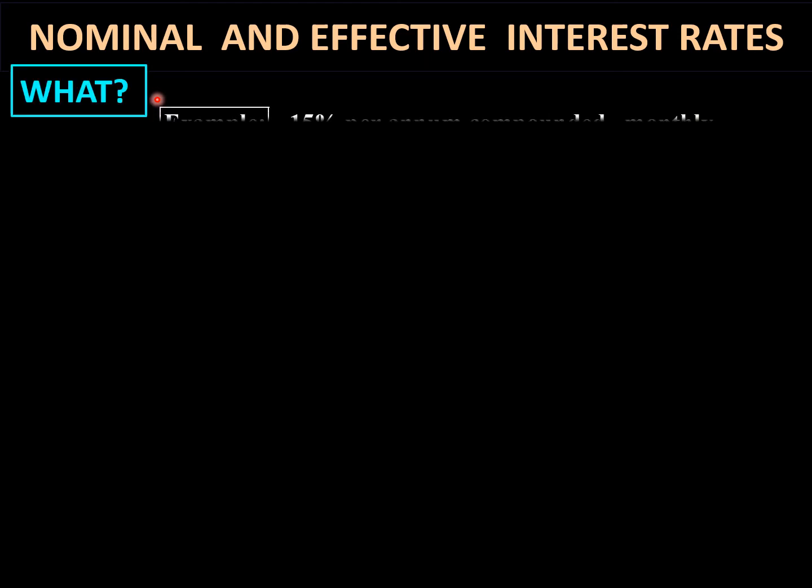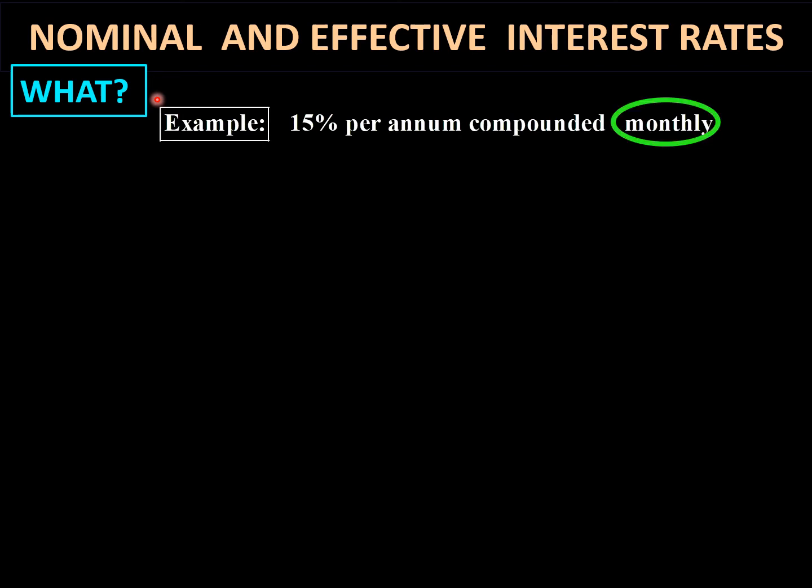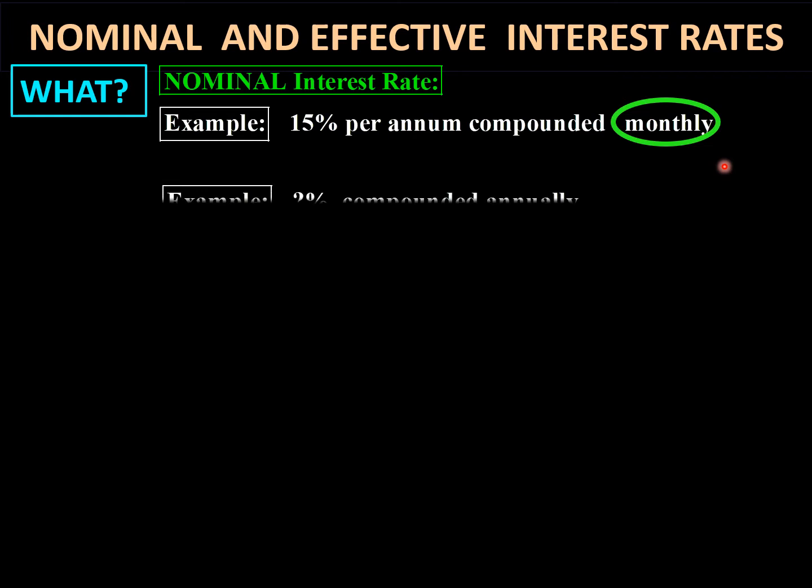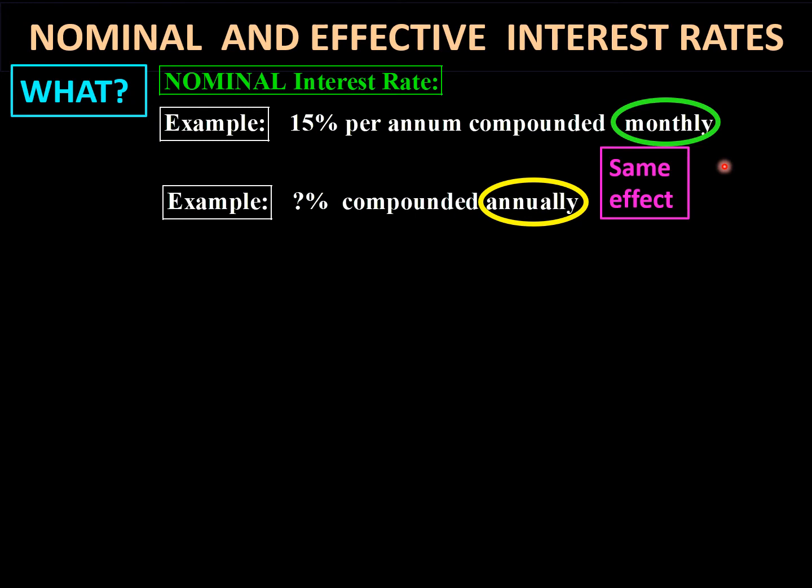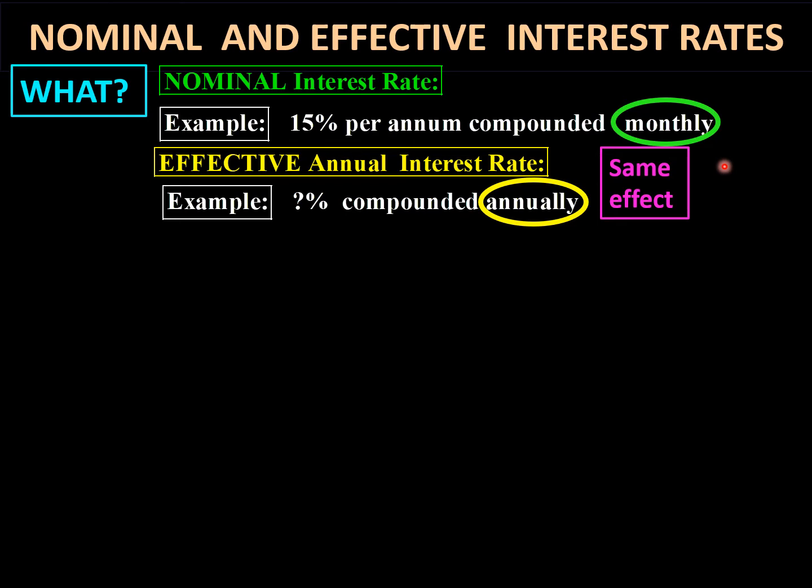Let's start with an example. Let's say we have 15% per annum, which is compounded monthly. So the compounding period here is monthly. Now this interest rate is referred to as the nominal interest rate. It's not compounded annually but monthly, or it could have been quarterly, or semi-annually. Now we'd like to know what the annual interest rate should be, not the monthly one, that has the same effect as that 15% compounded monthly. That must have the same effect. And this annual interest rate is referred to as the effective annual interest rate.